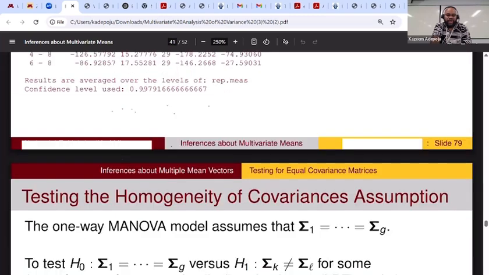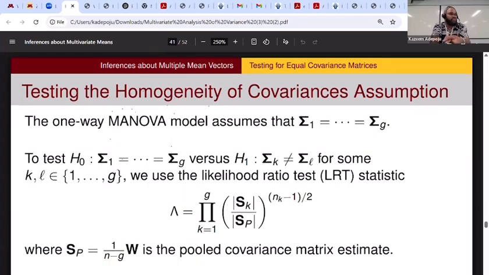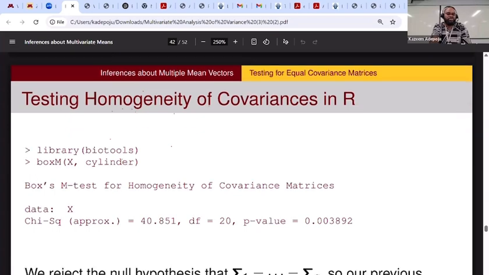Then I'm also going to talk about how we test for equality of covariances, because what validates the use of multivariate analysis of variance is that the covariances have to be the same. How are we going to know that? We have a test. I'm going to walk you through that tomorrow. Then I'm going to show you how to do that in R.